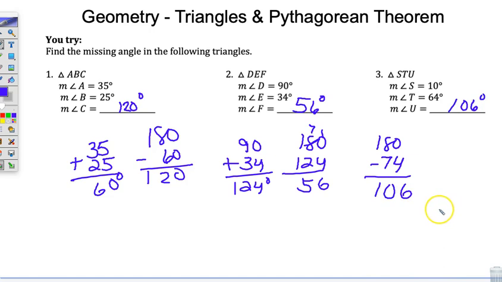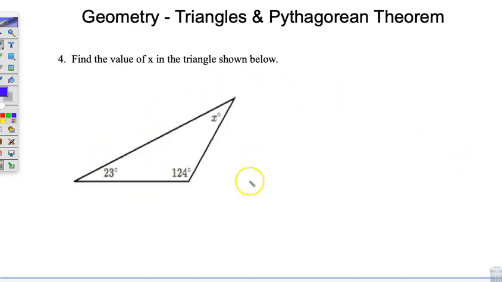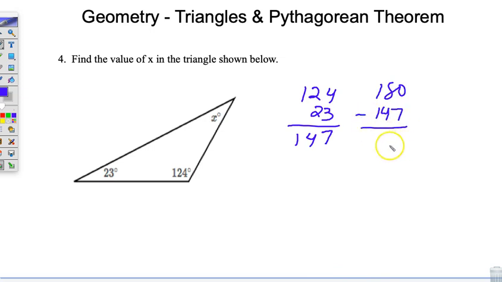Okay, so those are some great examples of how to find a missing measure. Here's one more where we actually have a picture. So we have 23 degrees, 124, and a missing measure. Once again, you're just going to add two together. For this one, I get 147 degrees. If I subtract that from 180, it looks like I'm going to have 33 degrees as my missing measure.